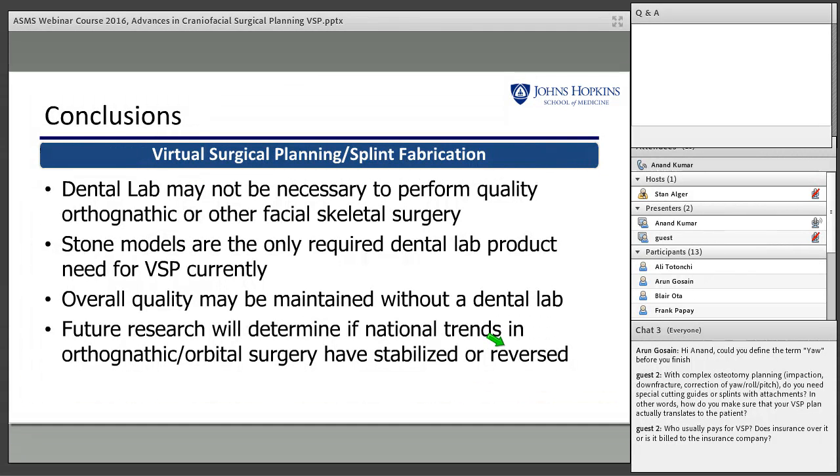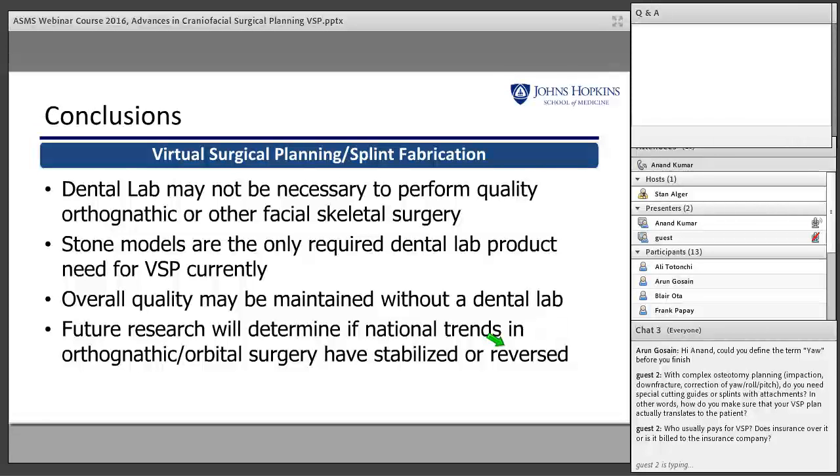So I would say to you, in conclusion, that the dental lab in the future may certainly not be necessary to perform quality orthognathic surgery or facial skeletal surgery. And whether we like it or not, this has always been a very crippling aspect in most plastic surgical programs without access to the dental lab. I would say stone models are only required if the dental lab product is needed for VSP. Otherwise, you can go with a total digital scan.